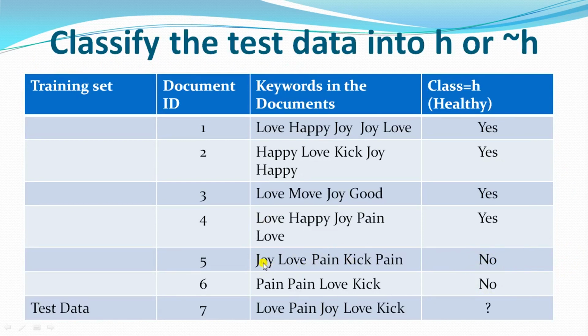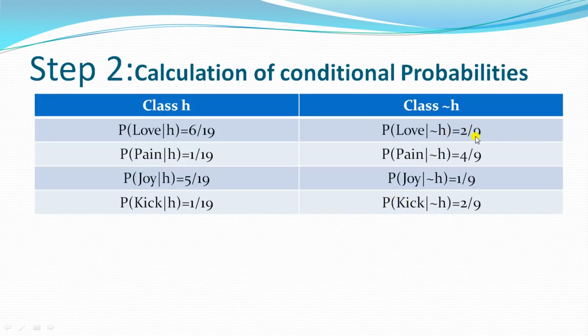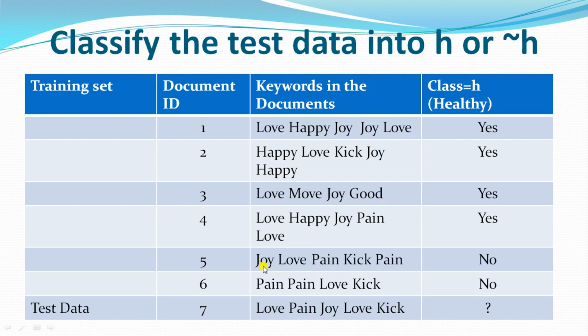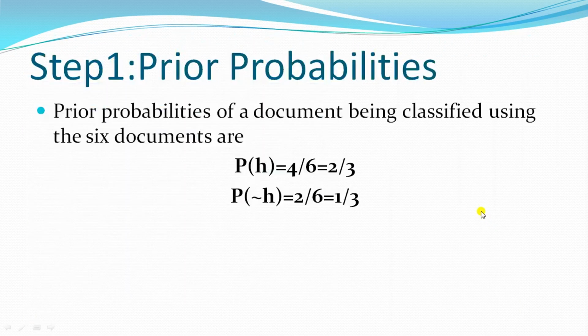So in that, first calculate total number of terms: 1, 2, 3, 4, 5, 6, 7, 8, 9. Okay, out of 9 we are supposed to calculate how many love are there, how many pain, how many joy, how many kick. Go back to the problem statement. See how many love are there. 1, 2, done. So 2 by 9.